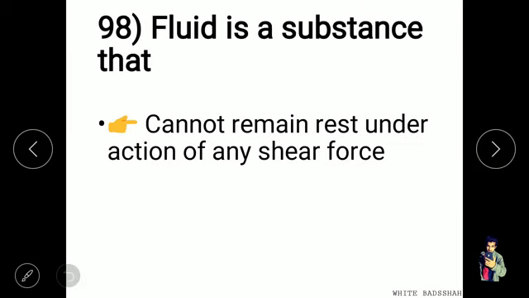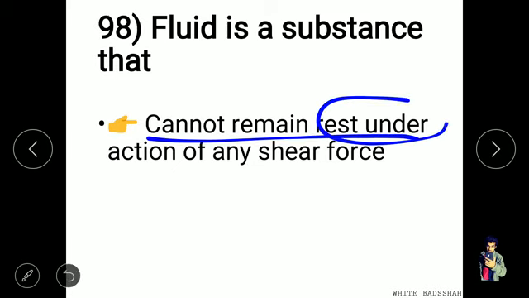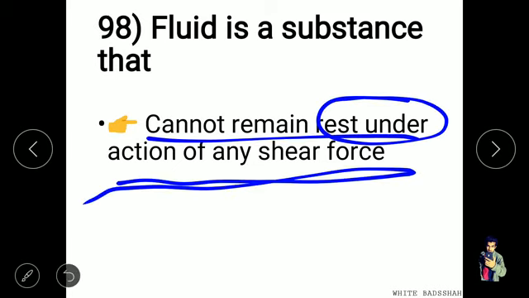Now, a fluid is a substance that cannot remain at rest under the action of any shear forces. If any kind of shear force acts on a fluid, it continuously deforms and is not in a rest condition.